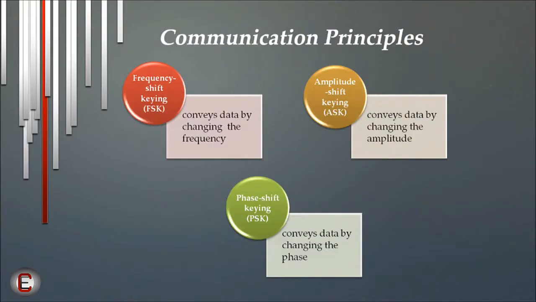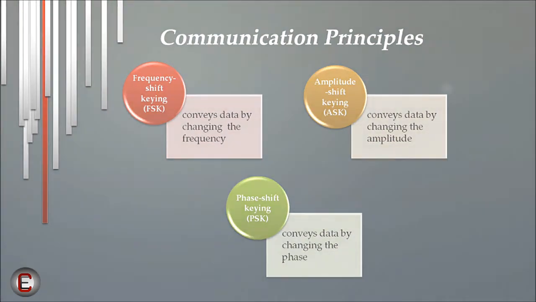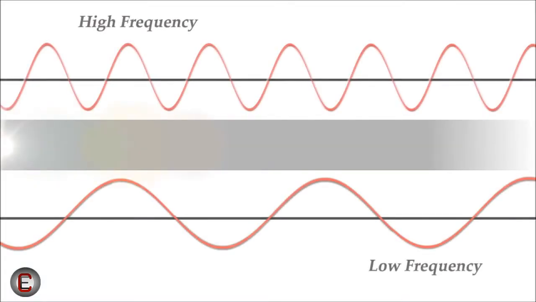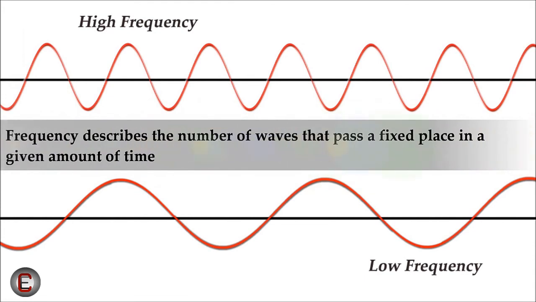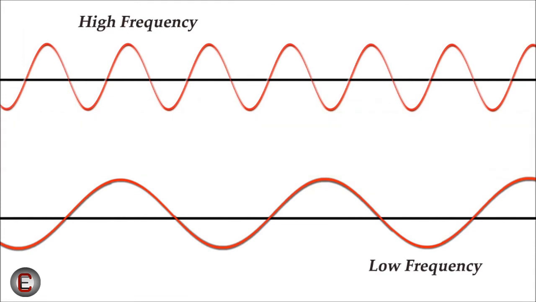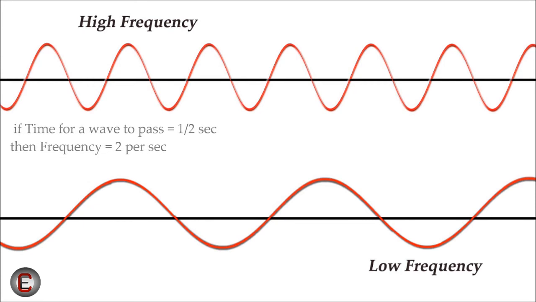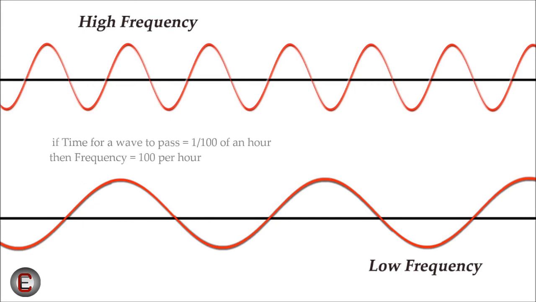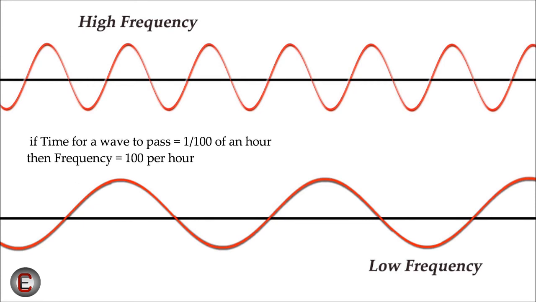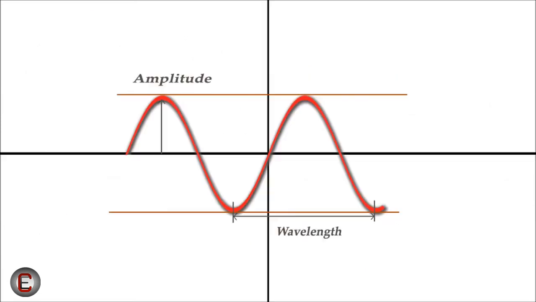We need to understand frequency, amplitude, and phase to better understand what these keying methods are. Frequency describes the number of waves that pass a fixed place in a given amount of time. So if the time it takes for a wave to pass is half a second, the frequency is 2 per second. If it takes 1/100th of an hour, the frequency is 100 per hour.